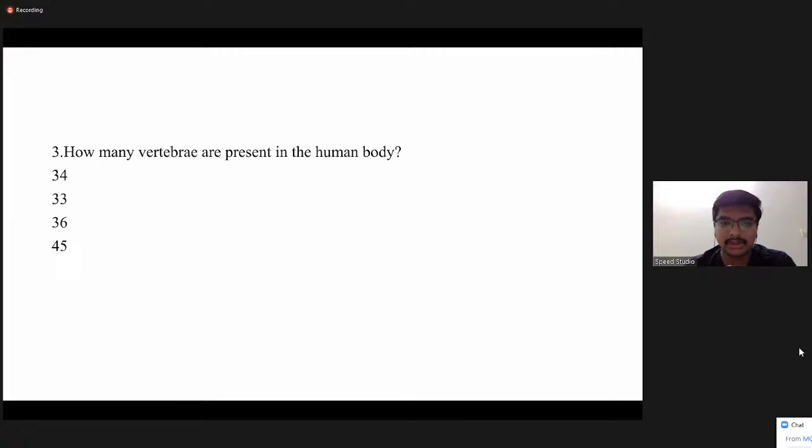Only when you associate such types of questions to any other department will you be able to understand and easily recall things into your memory when you are giving an examination. The options will be 33, 34, 35, 36, and 45. These are the types of options that you will be given.